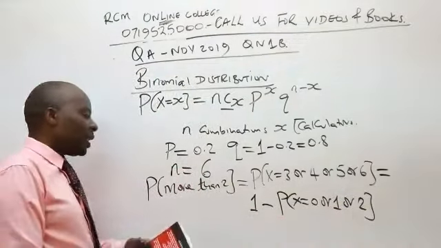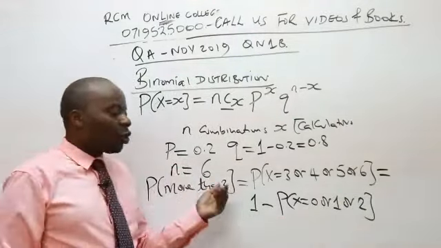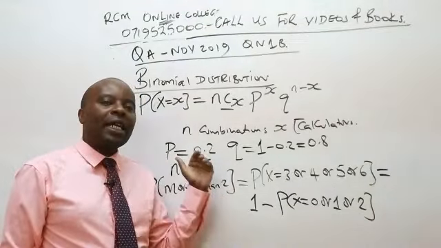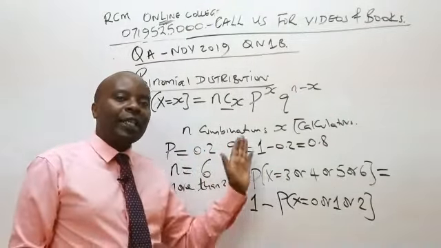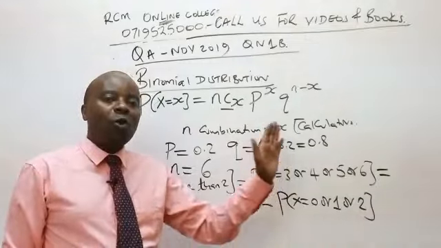Allow me to repeat, ladies and gentlemen, probability of more than 2 means that we start from exactly 3. So it is probability of either 3, 4, 5, or 6?